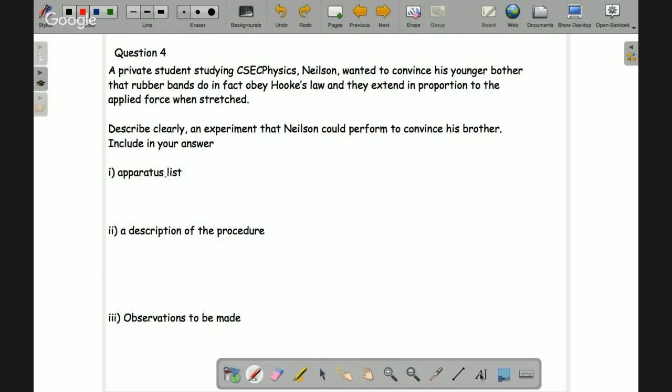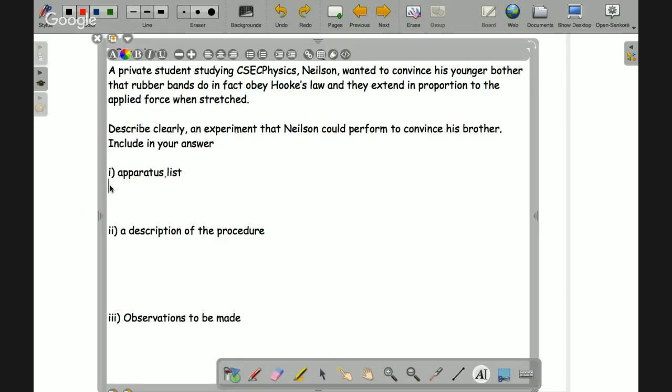Okay, I had saved the answer to this, so I don't have to do all the typing. Well, if I can get this thing done.